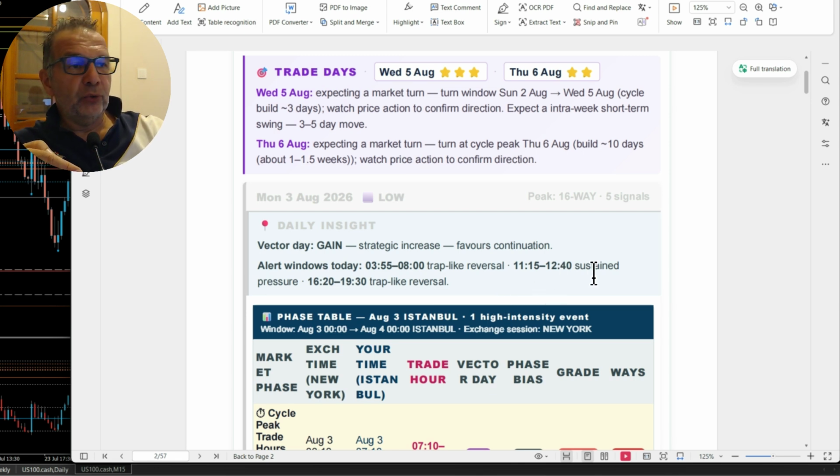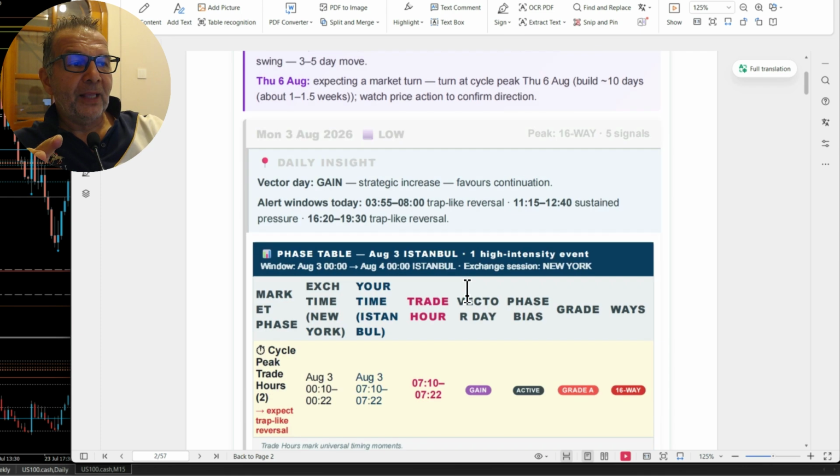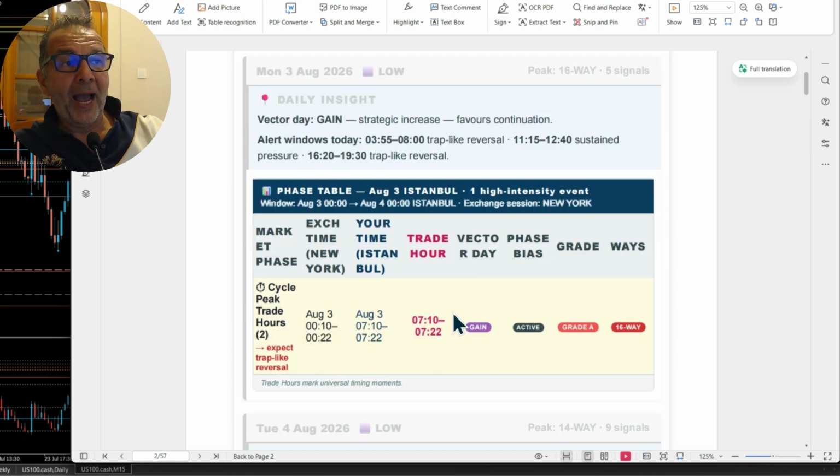11:15 to 12:40, sustained pressure. So the market's keeping the price down. 4:20 to 7:30, trap-like reversal. That is New York morning session. So be careful. All right, so it's already telling you what hours to look out for, and the specific hour or hours for that day.